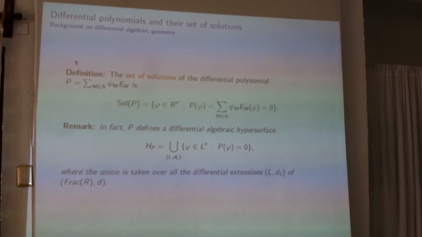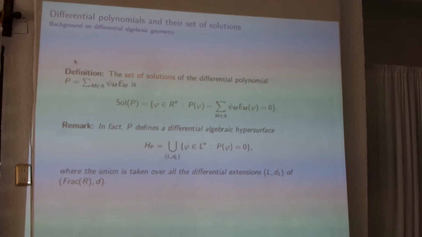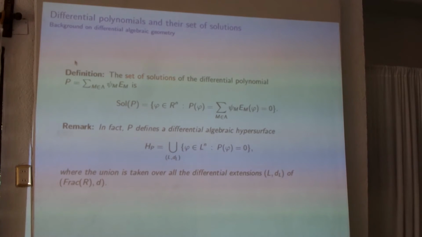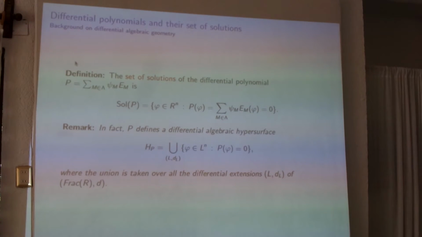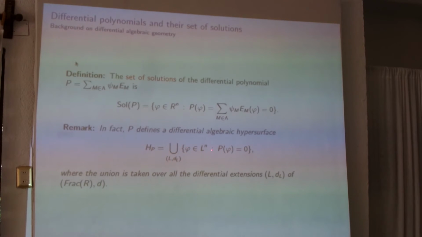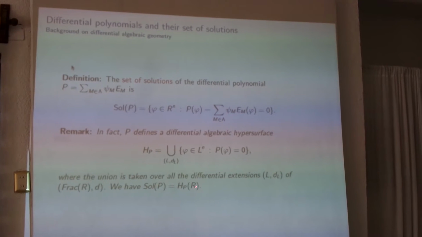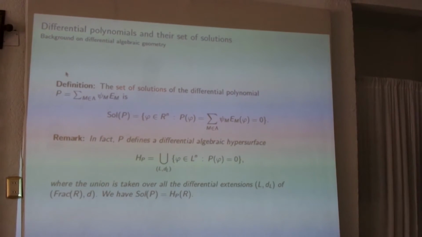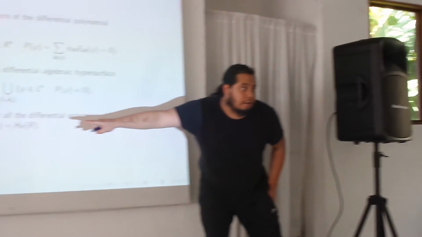But in fact, this is a short version of what is an algebraic differential manifold, because using a differential polynomial, we can define a differential algebraic hypersurface as the set of zeros of this polynomial, but looking at points which are in a differential extension L of the field of fractions of R with the traditional differential. So this set that we are defining here is just the R points of this hypersurface.